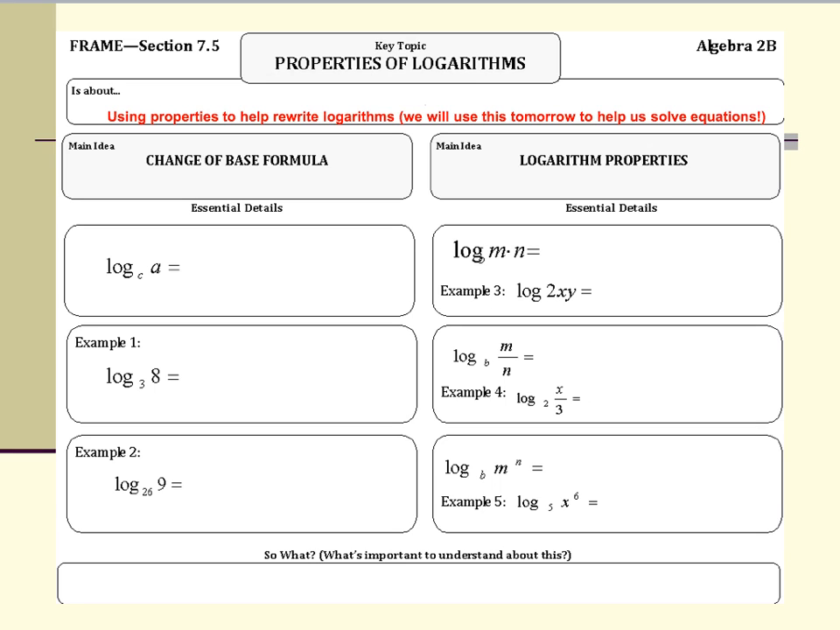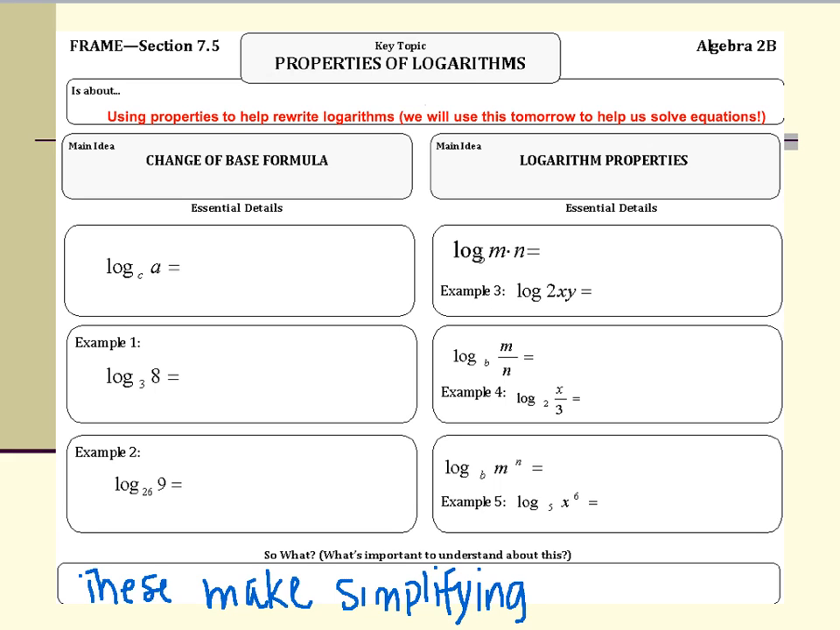And our so what, let's fill in our so what statement down here at the bottom. So what's important to understand about this is that these make simplifying logarithms, and I'm just going to put logs, to make them much easier. Okay, that's our so what. These just make simplifying and even solving logs much, much easier.